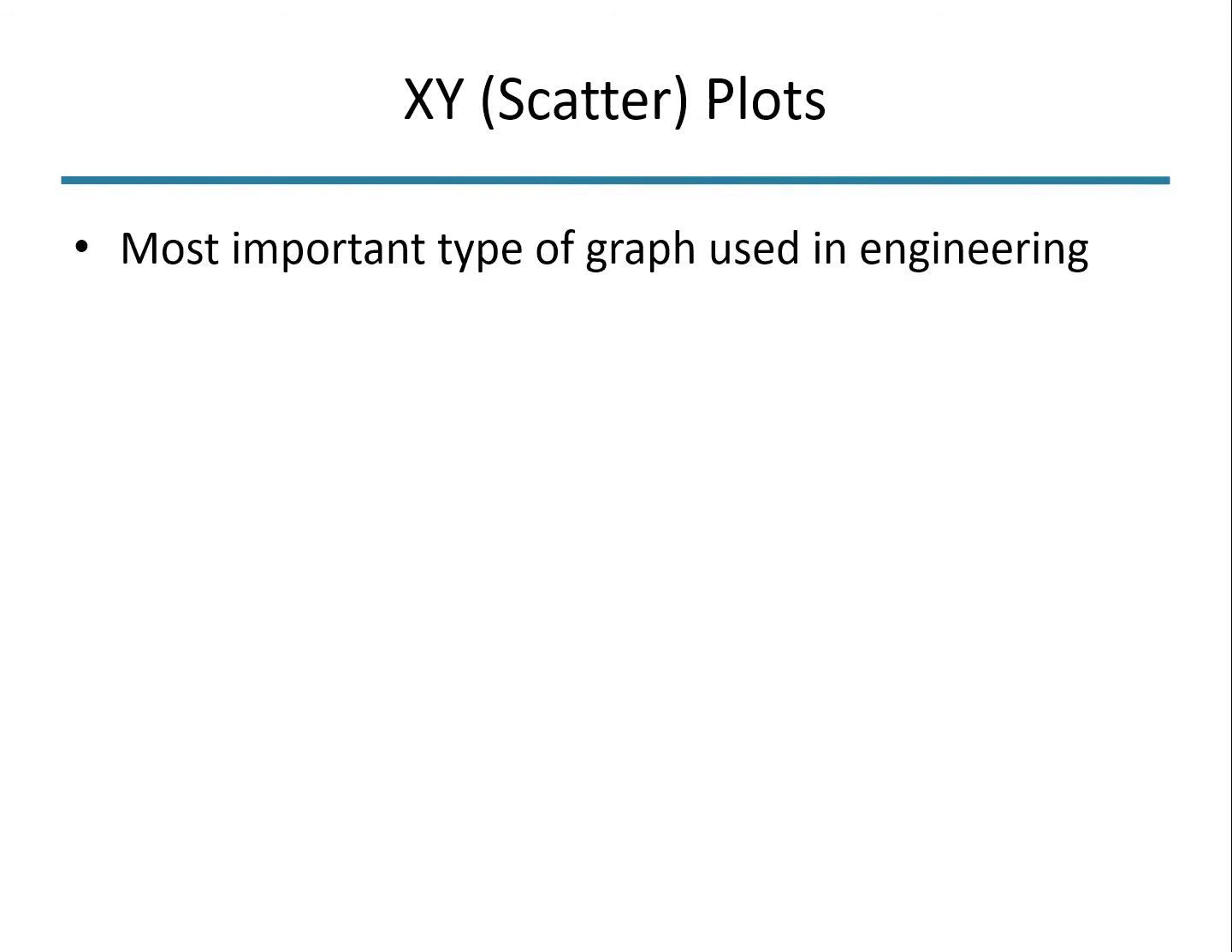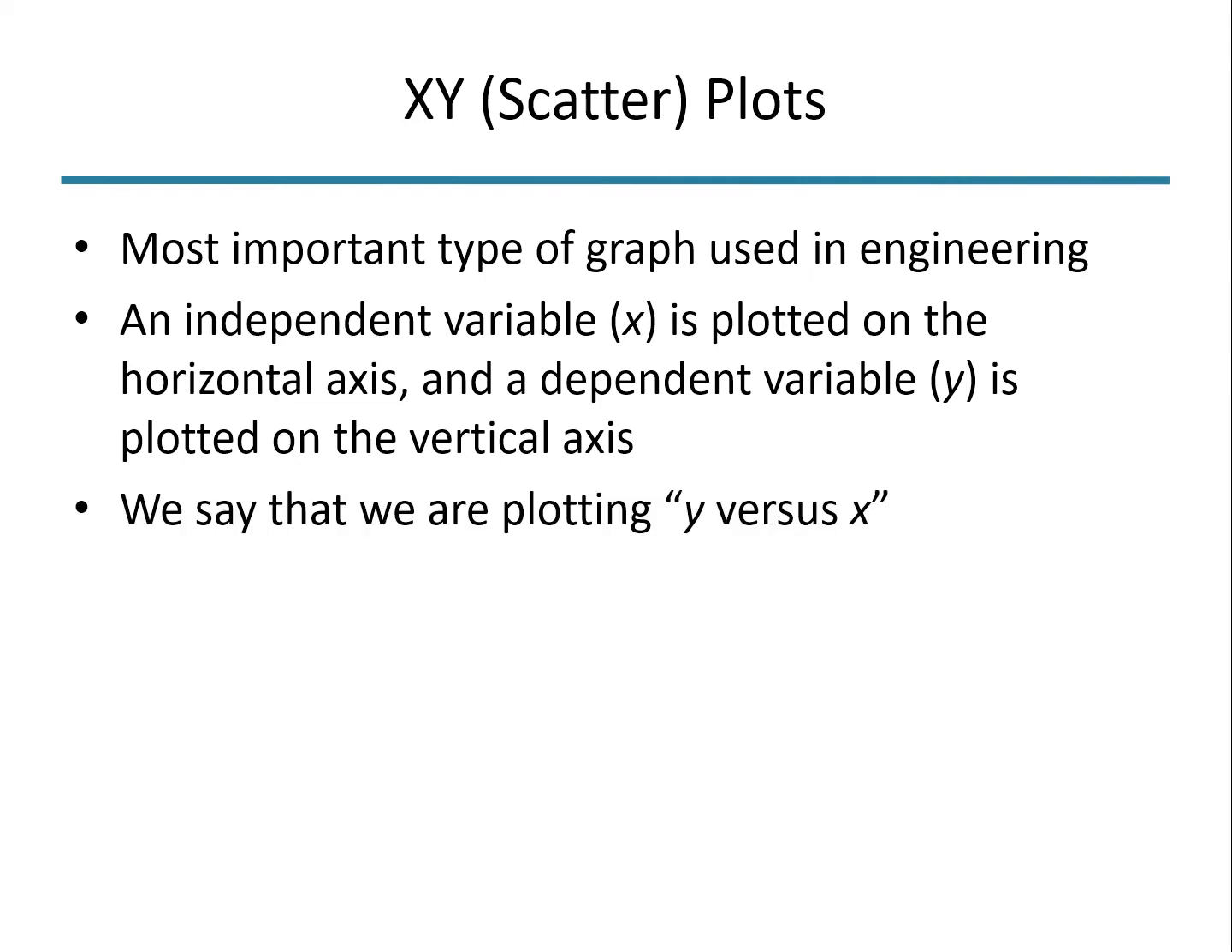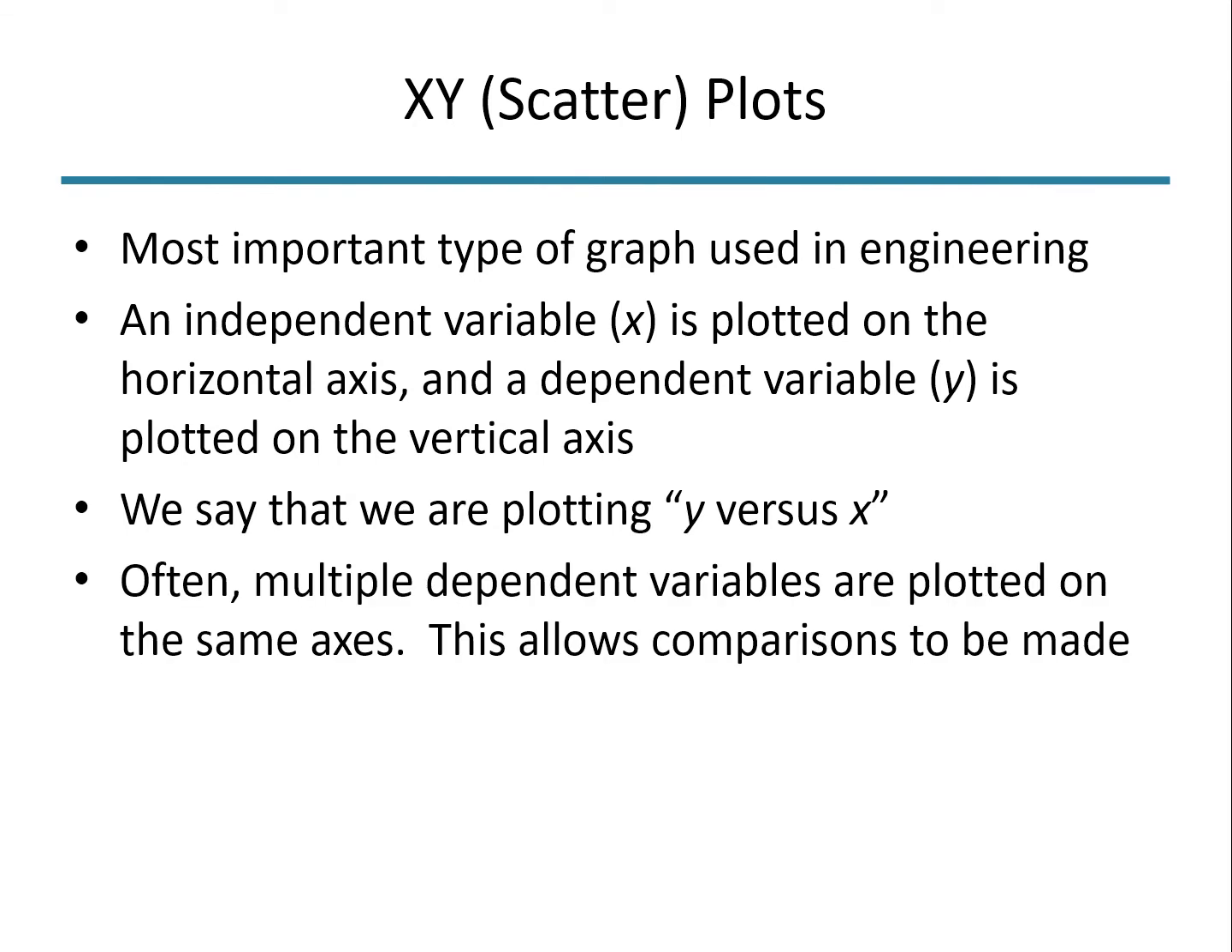So again, the scatter plot or the XY plot, it's the most important kind of graph that we use in engineering. And with that, we plot a dependent variable against an independent variable. So the independent variable, usually called x, will be on the horizontal axis, the dependent on the vertical axis. And we say that we're plotting y versus x, or you can think of it, the dependent variable as a function of the independent variable. And sometimes you can plot more than one dependent variable on the same axis.